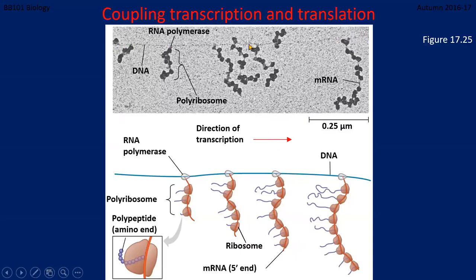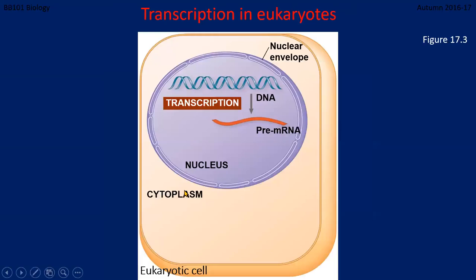This faint line is nothing but DNA. At each node over here, there is an RNA polymerase, and you see a dot. Within that dot, you can see a faint line, and that faint line is nothing but your mRNA. This is the 5 prime end of the mRNA, this is the 3 prime end of the mRNA. And here you can see many copies of ribosomes, and many copies of the proteins are being made over here.